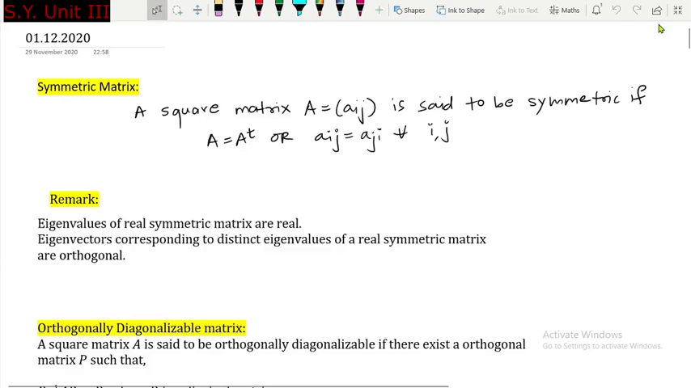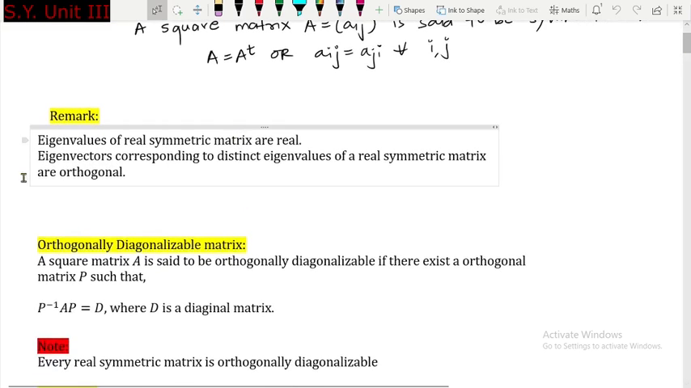Hello my dear students, today we are going to see some more interesting topics from unit number 3, that is diagonalization. So first of all, we will recall the definition of symmetric matrix that is required. We already know what a symmetric matrix is. A square matrix A is said to be symmetric if A is equal to A transpose, or you can say Aij is equal to Aji for all i and j.